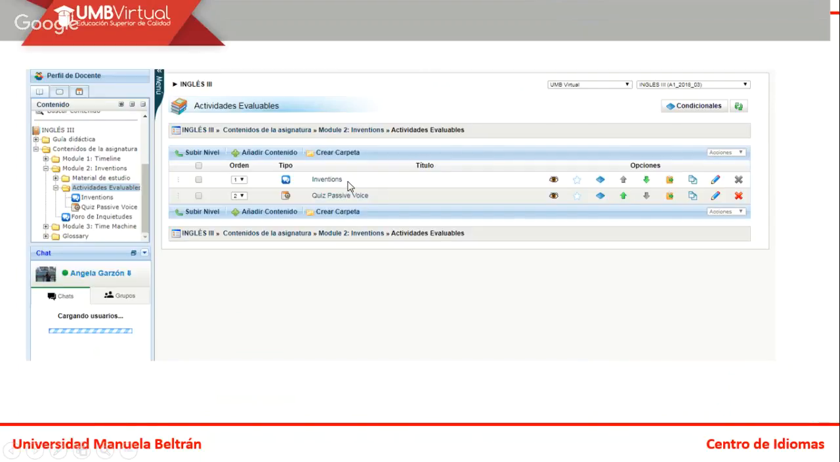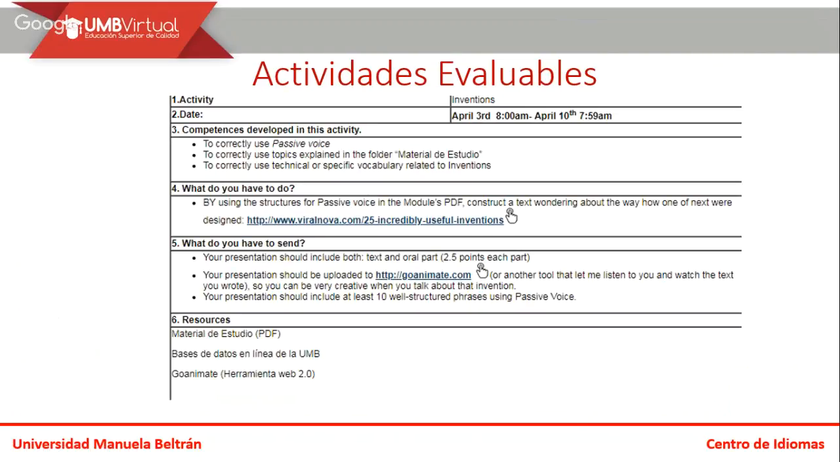La primera, Inventions, which is a foreign that I'm going to explain a little bit later. And the second one is the quiz talking about passive voice. All right? So, actividades evaluables.